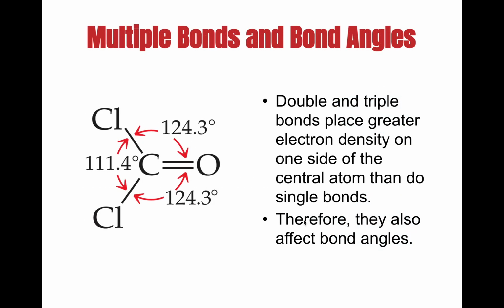Okay, so if we have multiple bonds and bond angles, so double and triple bonds place a greater electron density on one side of the central atom than a single bond. Okay, so if you have double and triple bonds, they can also affect the bond angles. And you can see that in my molecule, okay? I don't make you memorize those specific bond angles. Just understanding how different bonds and what is bonded can change that geometry slightly as far as the angles that are between the atoms.